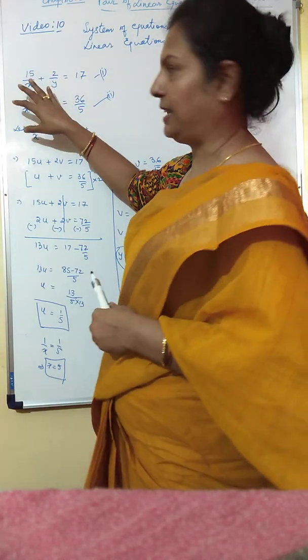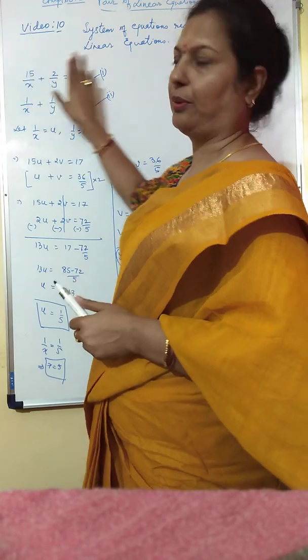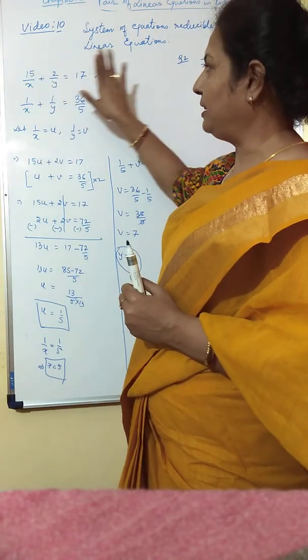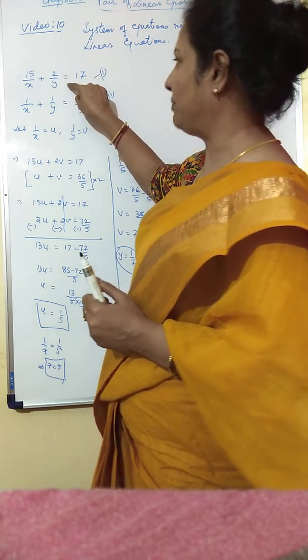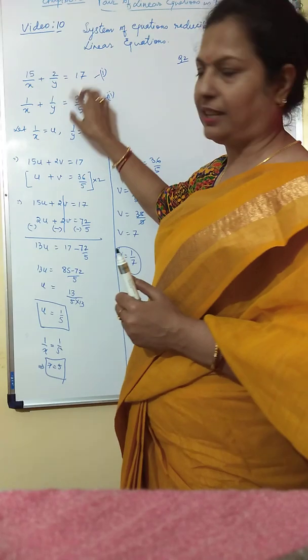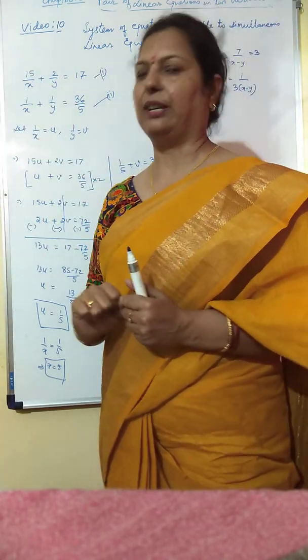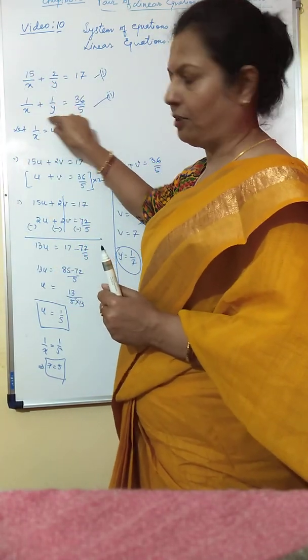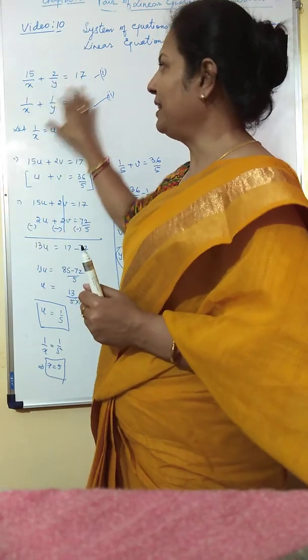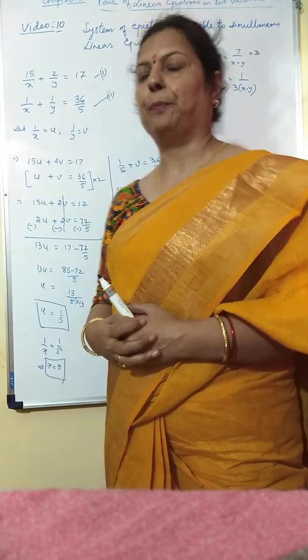Now why are we saying that we have to reduce this equation to linear form? These are for sure equations, because whenever there is an algebraic expression with an equality sign, it is called an equation. But these are not equations in the linear form. Now why are these not equations in the linear form?